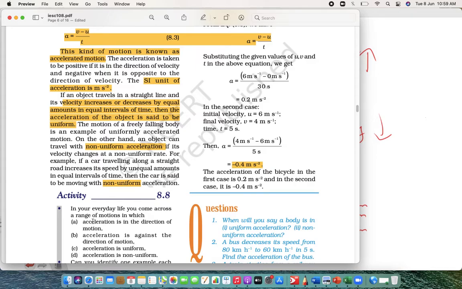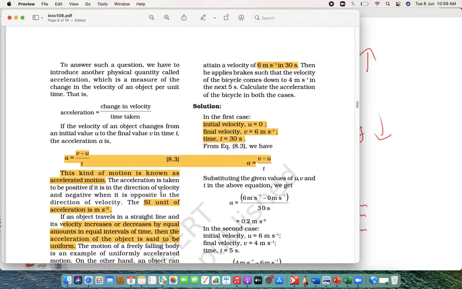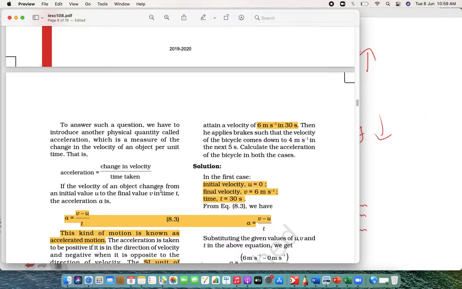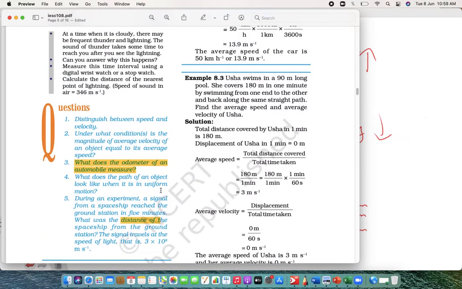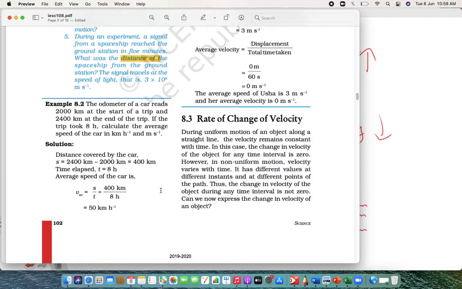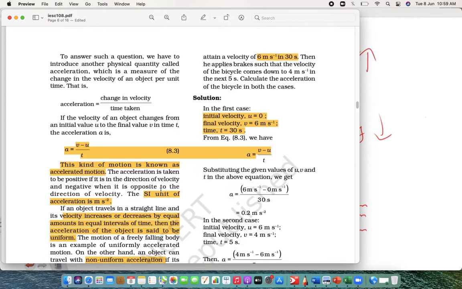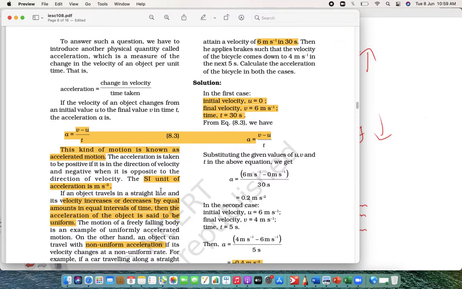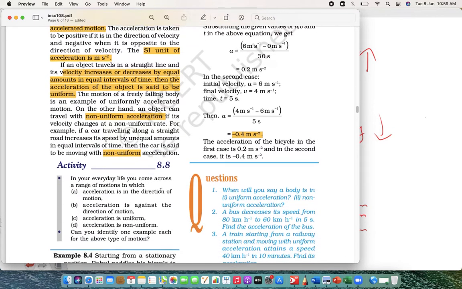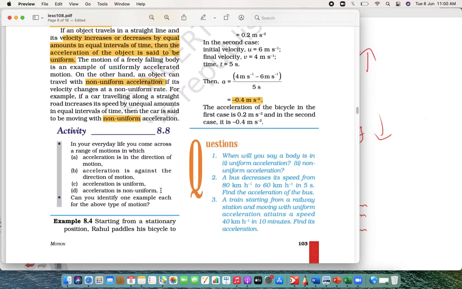Okay, so this is quite simple as what you understand. The SI unit, I told you what is SI unit. Velocity, speed. First of all, you should understand the difference between speed and velocity. Second thing, you learn what is acceleration. Third thing you learn is accelerated motion, retarded motion. In accelerated motion, it has uniform accelerated motion and non-uniform acceleration.